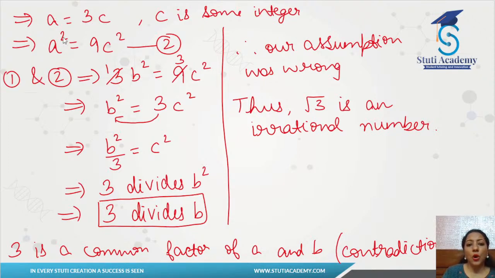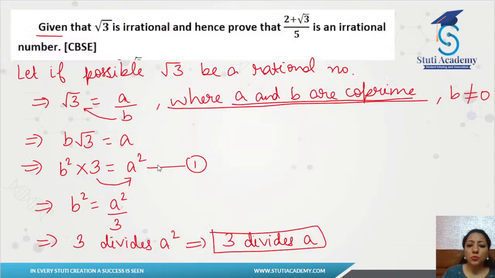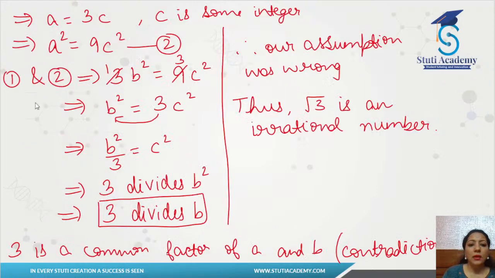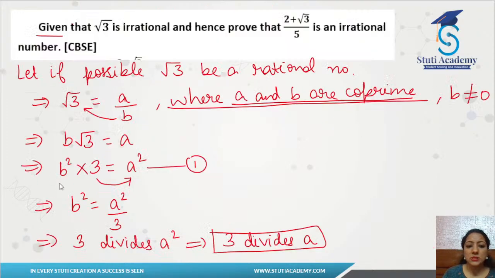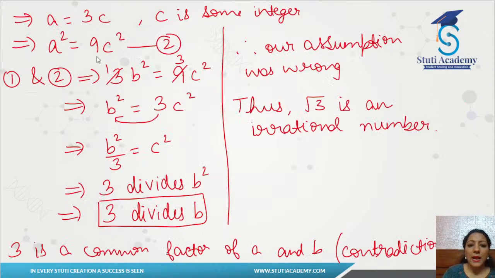Now next step we've got by squaring both the sides. So we have A square equal to 9C square. Now in the first equation, we have A square is equal to 3B square. And here we have A square equal to 9C square. So from first and second equation, we can say that this 3B square and 9C square, they are both equal. So we have taken 3B square equal to 9C square. 3 and 9 will get cancelled and we will get B square equal to 3C square.